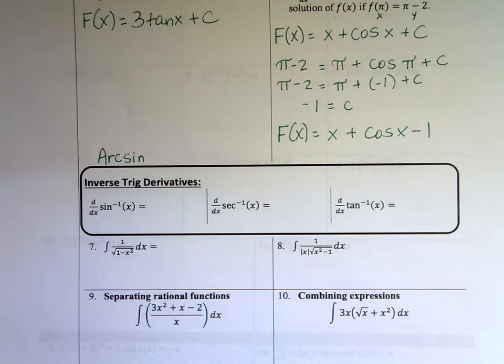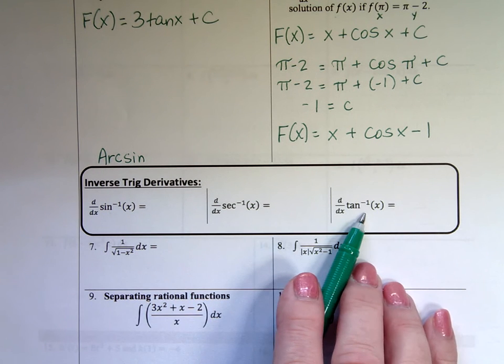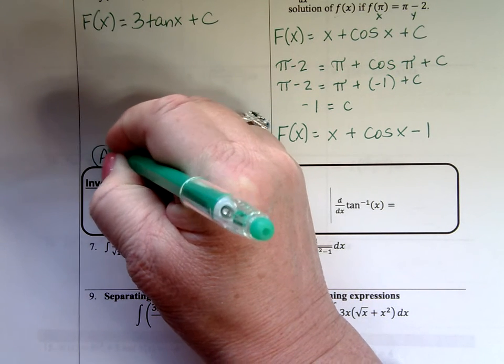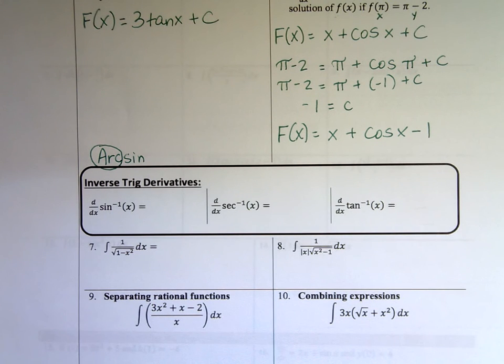This would be arc secant. This would be arc tangent. You're allowed to use that word arc to signify that it's an inverse trig function. So you might see it one way written this way, or you could see it as an arc sine. They mean the same thing.